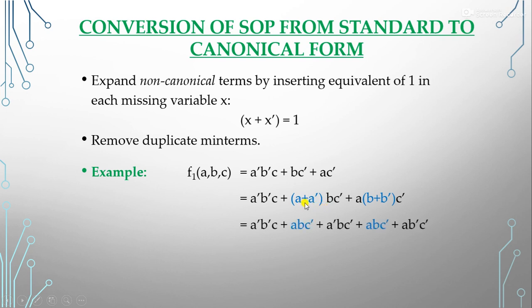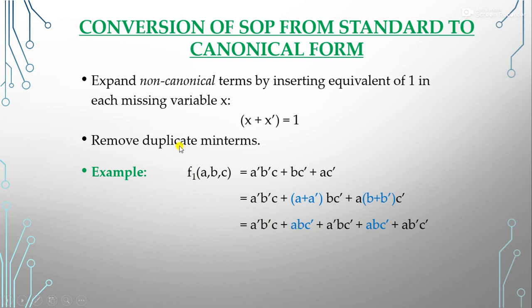When you use the distributive law, it becomes a b c' + a' b c', and again using the distributive law, a b c' + a b' c. After that you see here a' b' c and a b c' and a b c', these are equal terms, right?